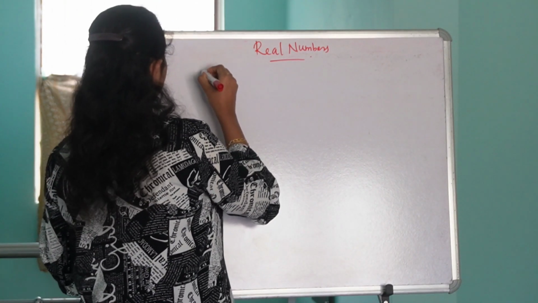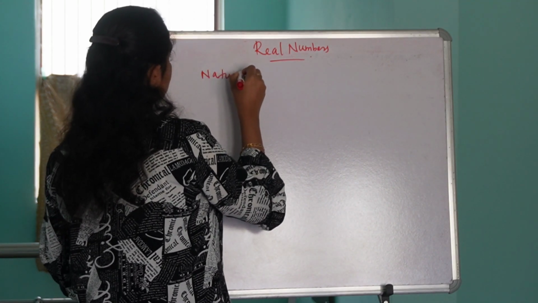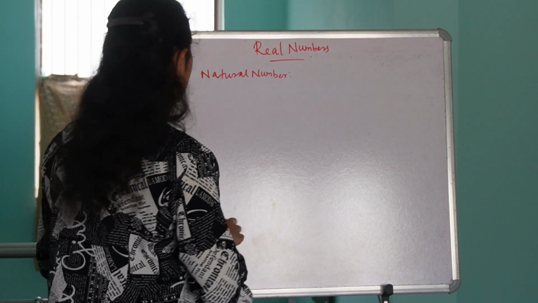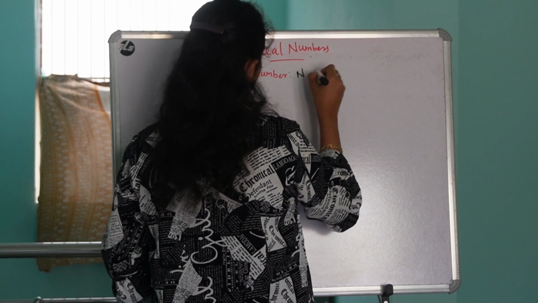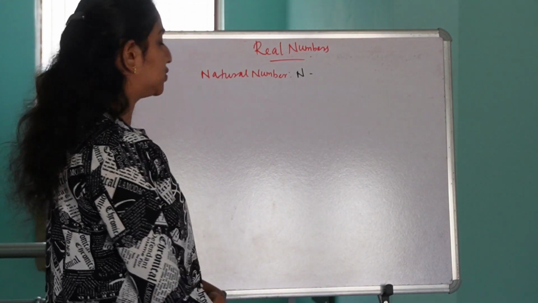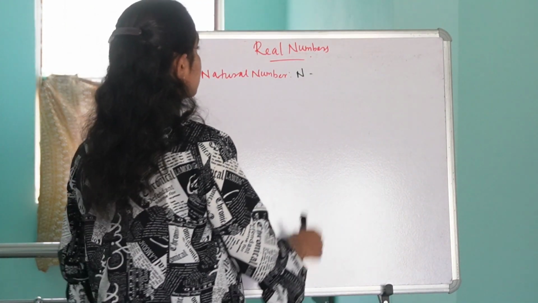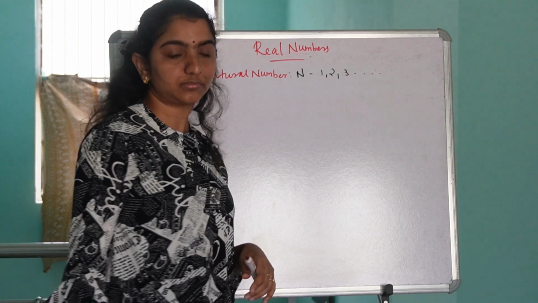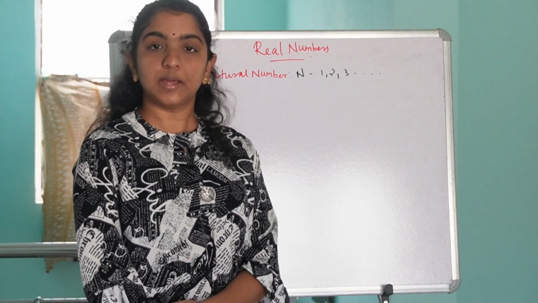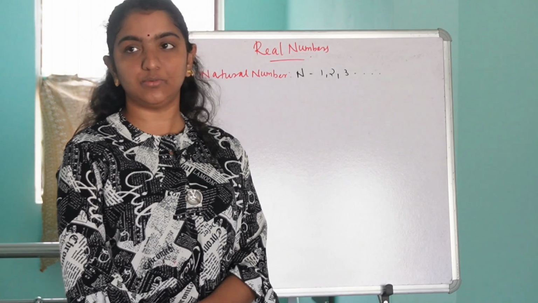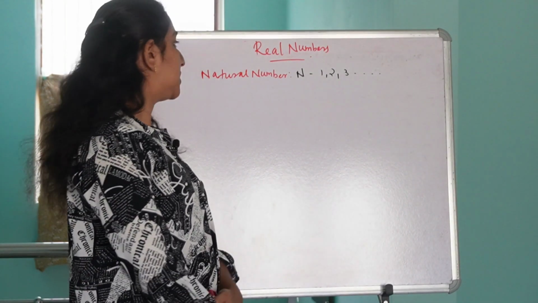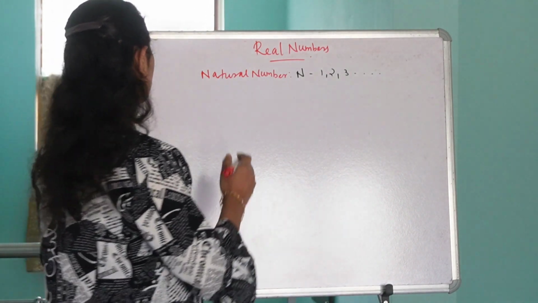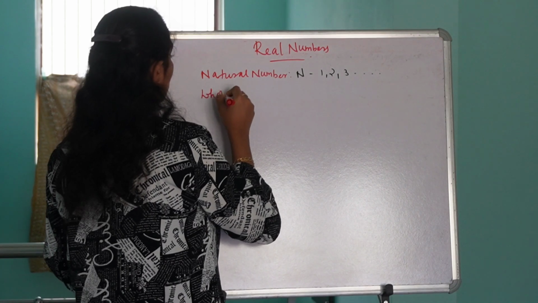The first set of numbers is the set of natural numbers. The set of natural numbers is represented by the letter capital N, and it is a collection of numbers starting from 1, 2, 3 and it goes on forever. We know numbers never end, isn't it? So we can say there are infinite numbers. This particular set has no proper end point, it goes on forever like this. Is it clear, guys?